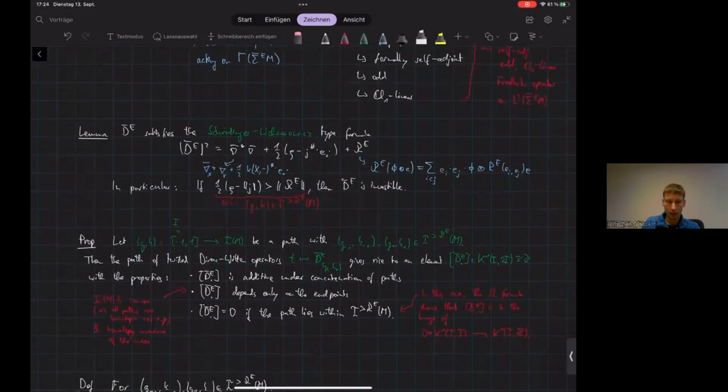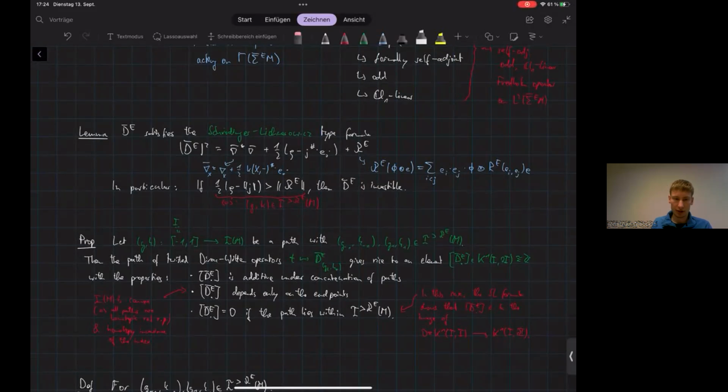So now we need a bunch of results. One of them is the following. Suppose we have a path that starts and ends in this space, where this dominant energy condition is very strictly satisfied. Then we can do a construction. We can associate to each t parameter inside this interval the appropriate Dirac-Witten operator.